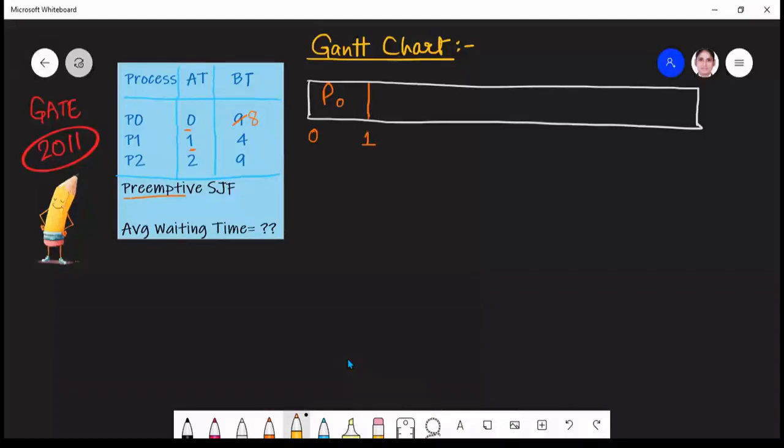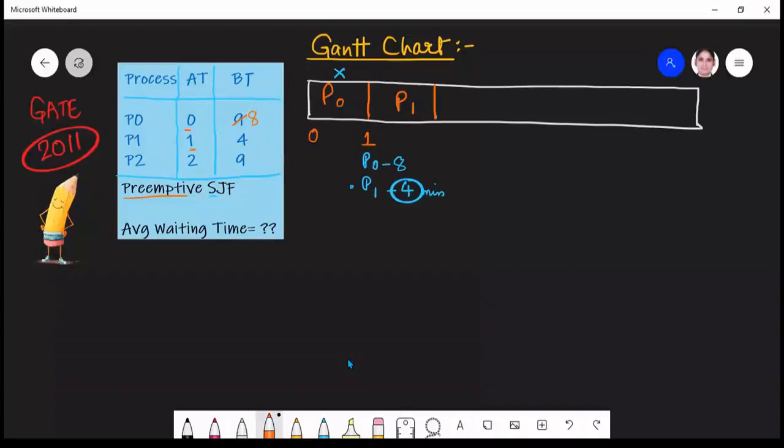Now the processes that have arrived: P0 was earlier there, but along with that P1 has also arrived. The remaining burst time of P0 is 8 and the burst time of P1 is 4, out of which the burst time of P1 is minimum. So P1 is going to be picked and it is going to preempt P0. That is why it is called preemptive SJF, because P1 has the shortest remaining time. So the next process in the CPU is going to be P1.